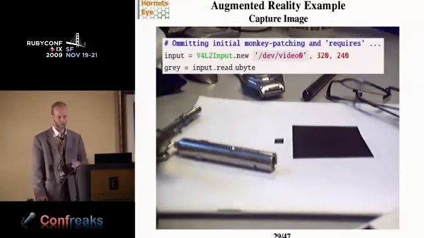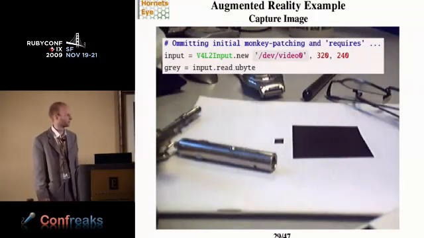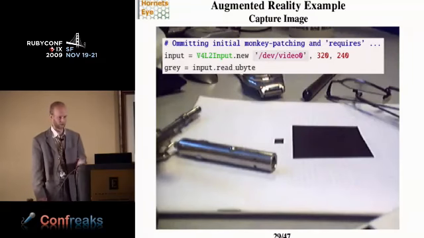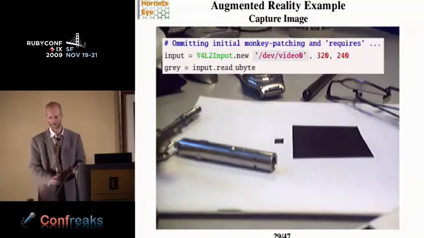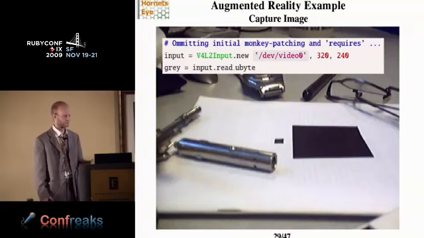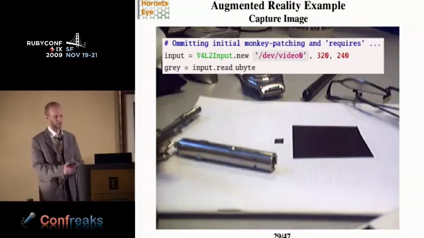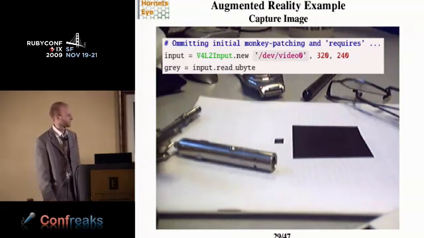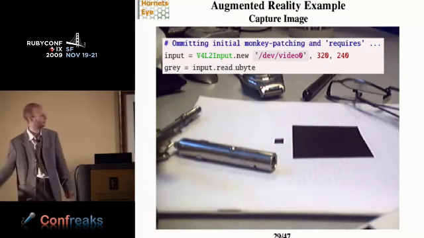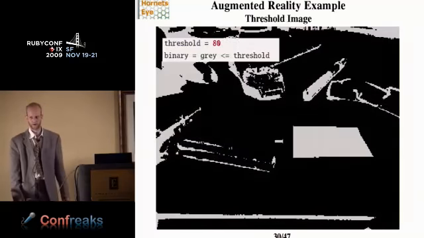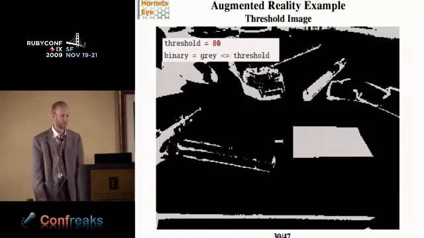I'm not showing you all the code. I will explain some methods instead of showing the code. But basically, you start with opening the camera, and then you read an image. Then you threshold that image. This is an example of an element-wise array operation.